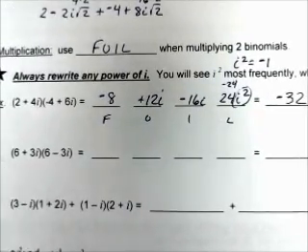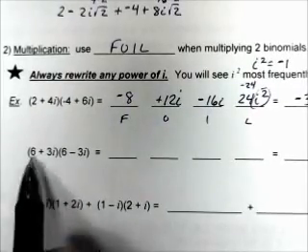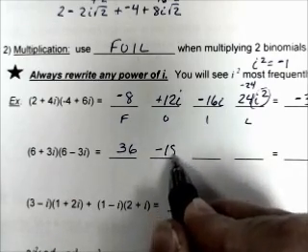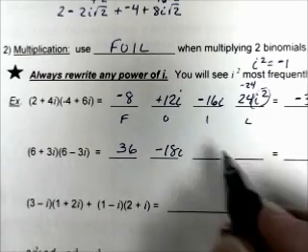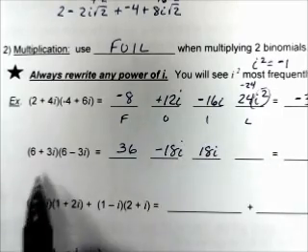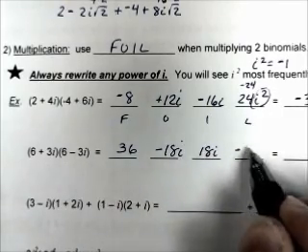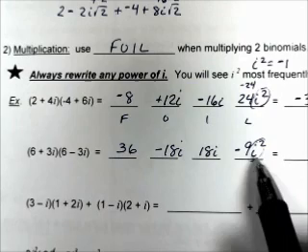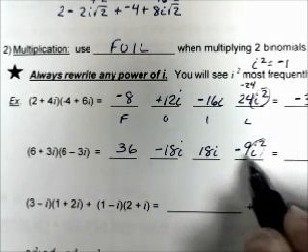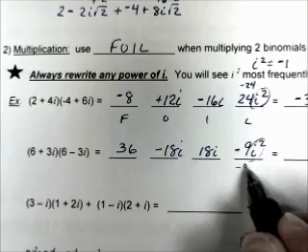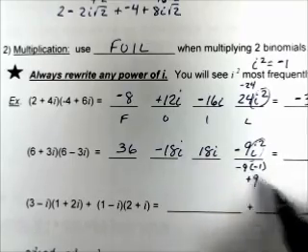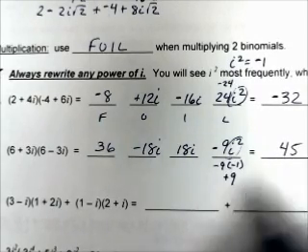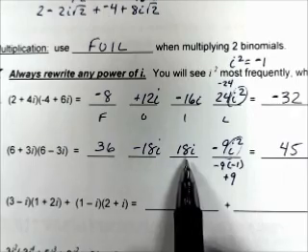6 plus 3i times 6 minus 3i. Again, foiling. First term, 6 times 6 is 36. Outside, 6 times negative 3i is negative 18i. Inside, 3i times 6 is 18i. And the last, 3i times negative 3i is going to be negative 9i squared. Again, i squared is equivalent to negative 1. So negative 1 times negative 9 is going to be positive 9. So we have 36 plus 9, which is 45. Negative 18i and positive 18i is 0.